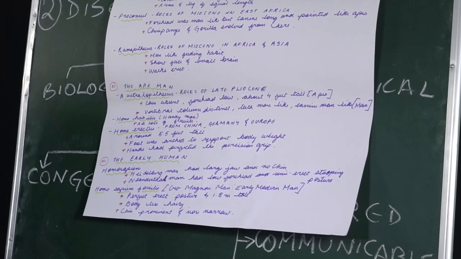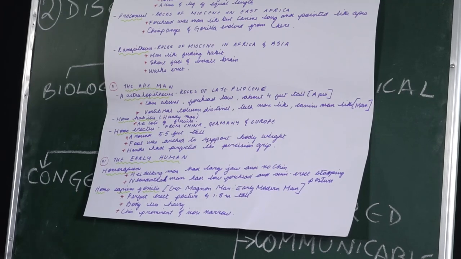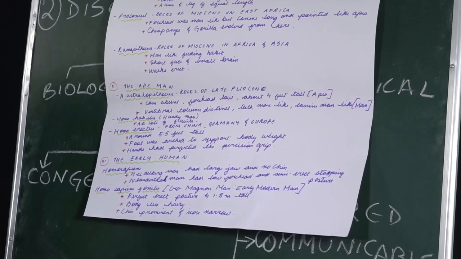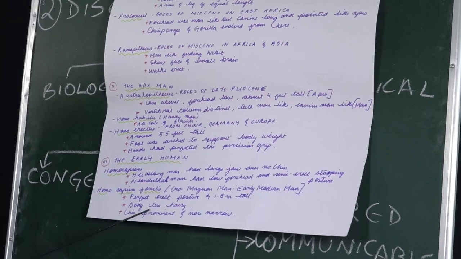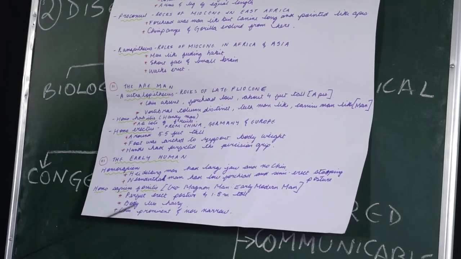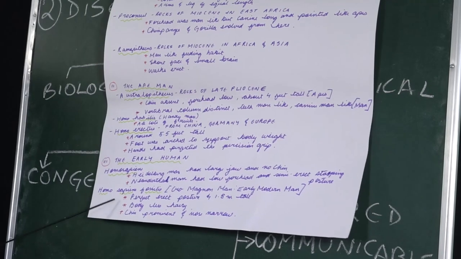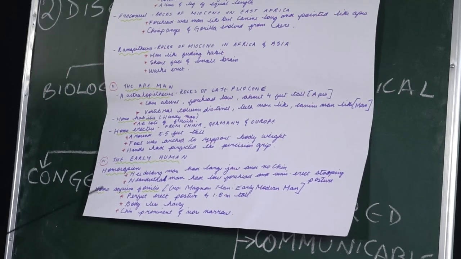Besides this, their body was less hairy. When you look at apes, they have lots of hair, right? So in this case, the human, they slowly evolved and started shedding the hair, as a result of which, in case of human, there are less hairs as compared to the apes. And then the most important one is that the chin was prominent, the chin developed and the nose became narrow. So this is the present human ancestor, okay? This all comes under evolution of man.